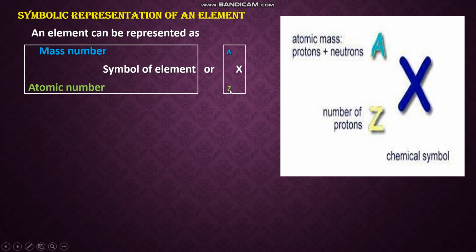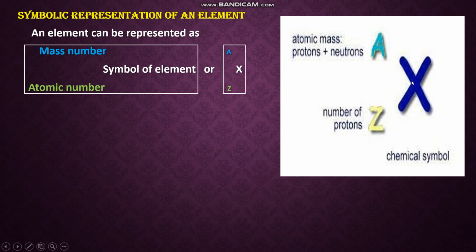And as a subscript, on the left side we write Z. That is the atomic number. It is also equal to the number of protons. It is also equal to the number of electrons. As a superscript, we write the mass number. What is mass number? It is the sum of protons and neutrons.